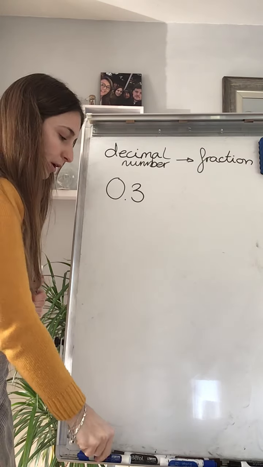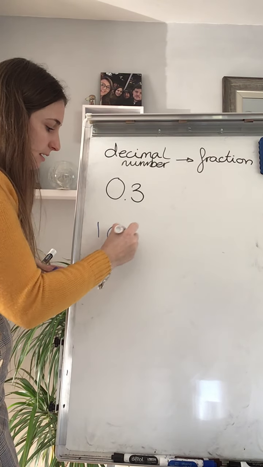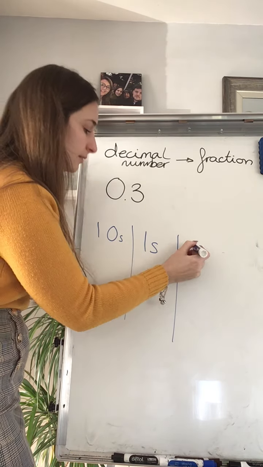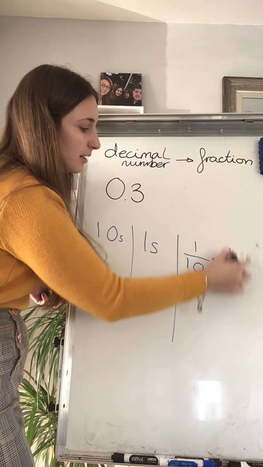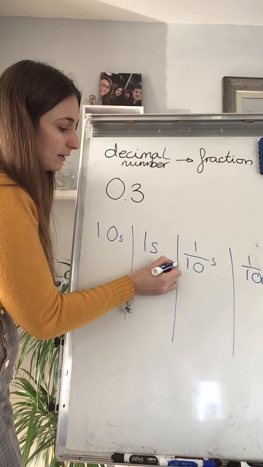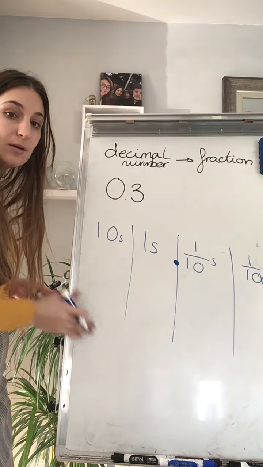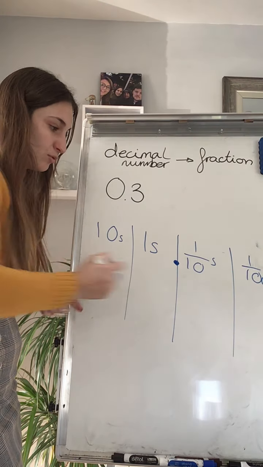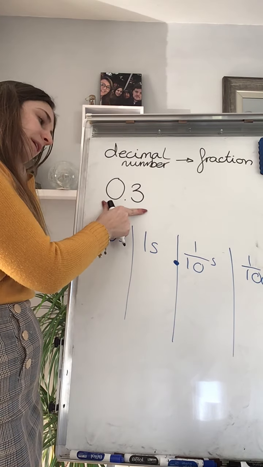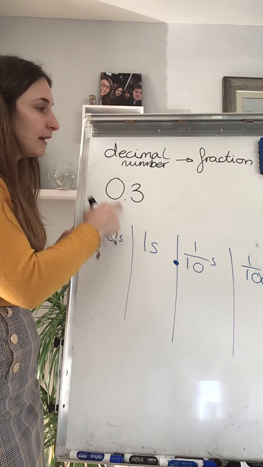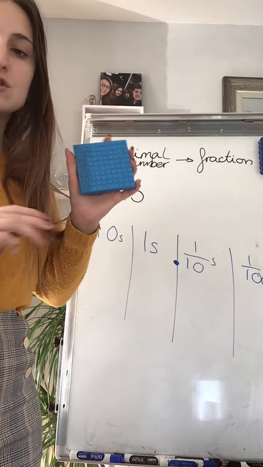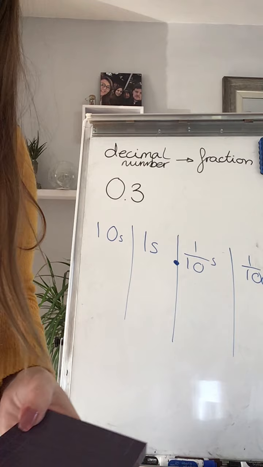Let's go quickly. Remember that I have tens, I have ones, I have smaller than ones, tenths, and I have hundredths. And in between I need my decimal point to separate my whole numbers and my decimal places, okay? So let's look first at 0.3. I have 0.3 and I want to make a fraction of it.